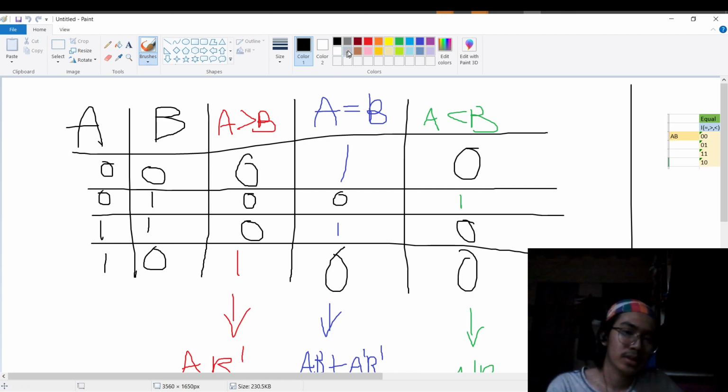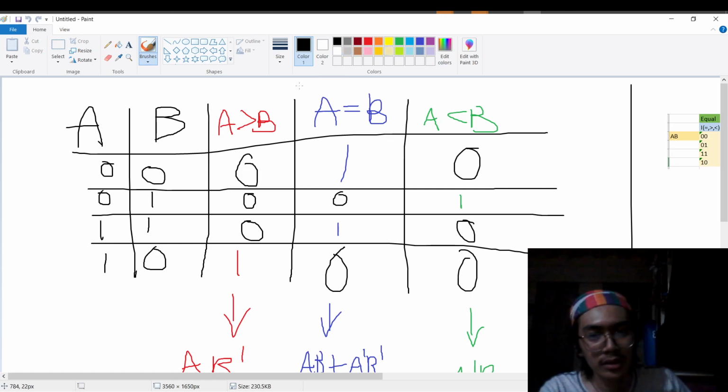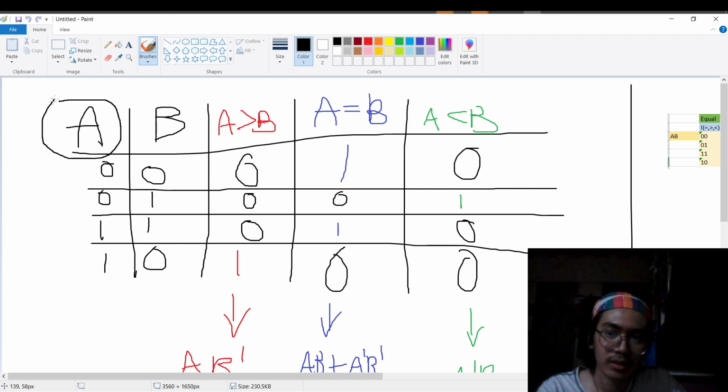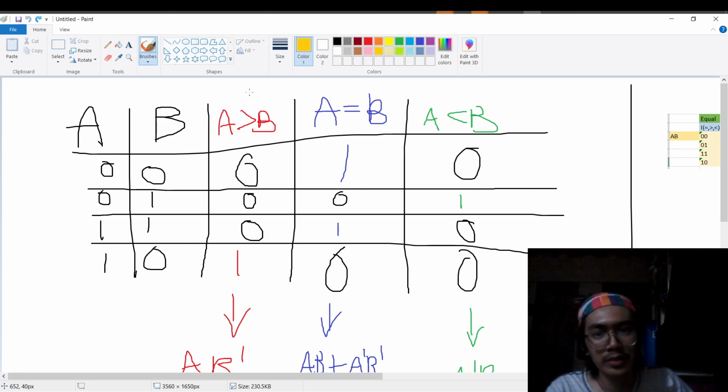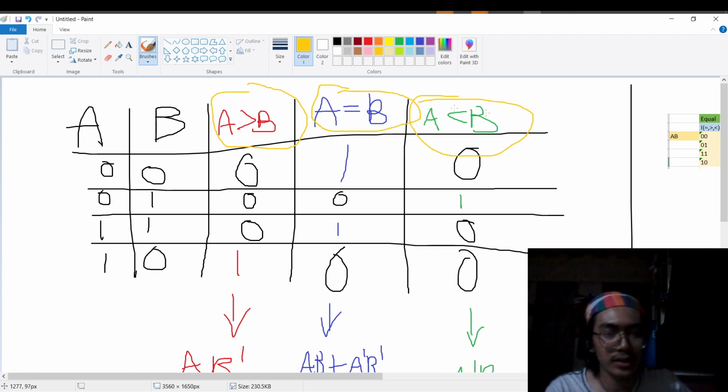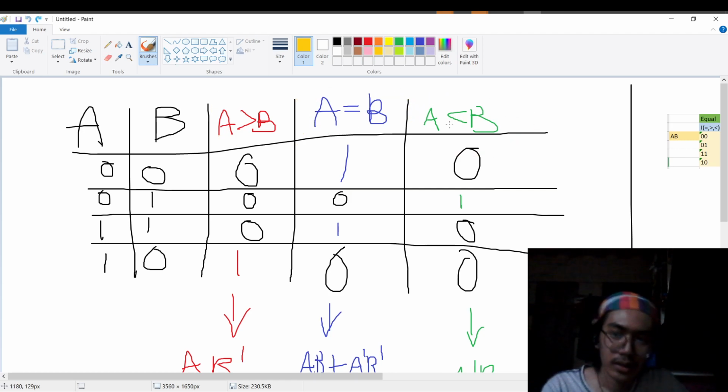And today I'm going to discuss the comparator circuit. The comparator circuit is built upon the premise that we compare two inputs to each other and produce an output whether A is greater than B, A is equal to B, or A is less than B. With that idea, we can fill out the truth table for those cases.